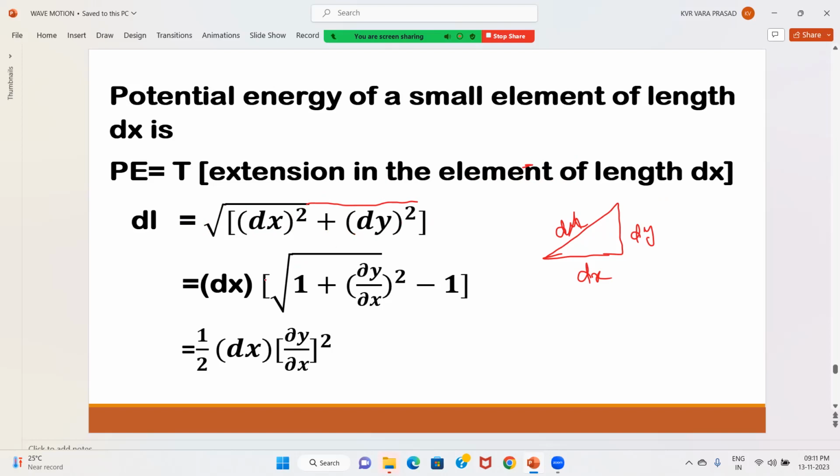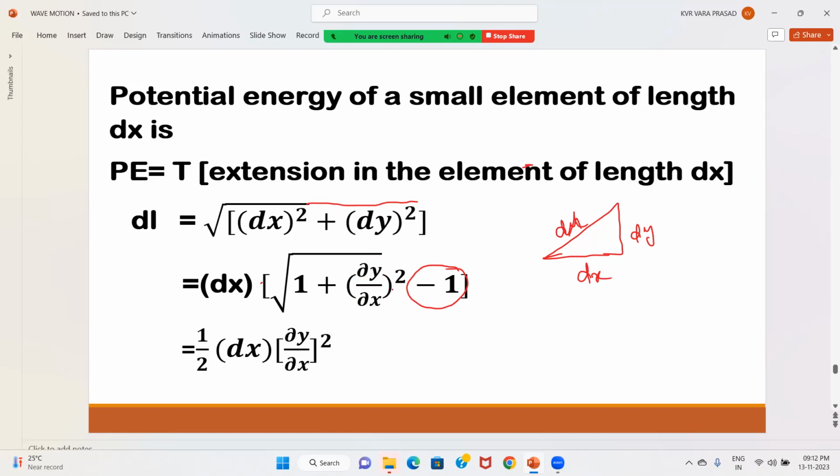Okay, and we are taking dx outside. It becomes square root of 1 plus (dou y by dou x) whole square. Wait, here we have taken something wrong. This minus 1 is not here. Okay, right. See once again, dx whole square plus dy whole square. Taking dx outside, the remaining is square root of 1 plus (dou y by dou x) whole square.